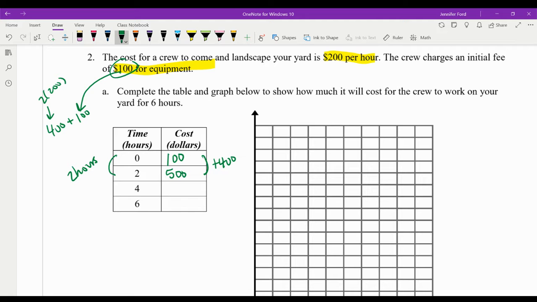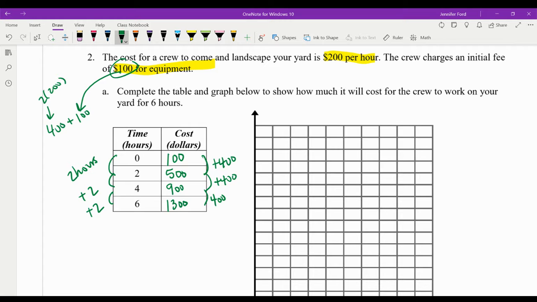Okay. And then for 4 hours, we're going to go up by 2 more hours. So we're going to go up by $400 again. So it's going to be $900, which again is, that's 6 times 200. Nope. It's 4 times 200 because it's 4 hours times $200 per hour, which is $800. And then plus that extra 100 for the starting amount. And then we're going to go up another 400 because that's going up by 2 again. 9 and 4 is 13, so $1,300. Okay.